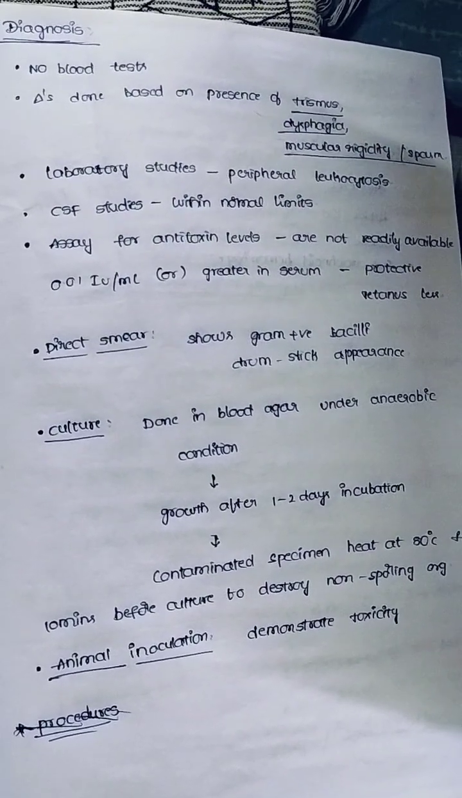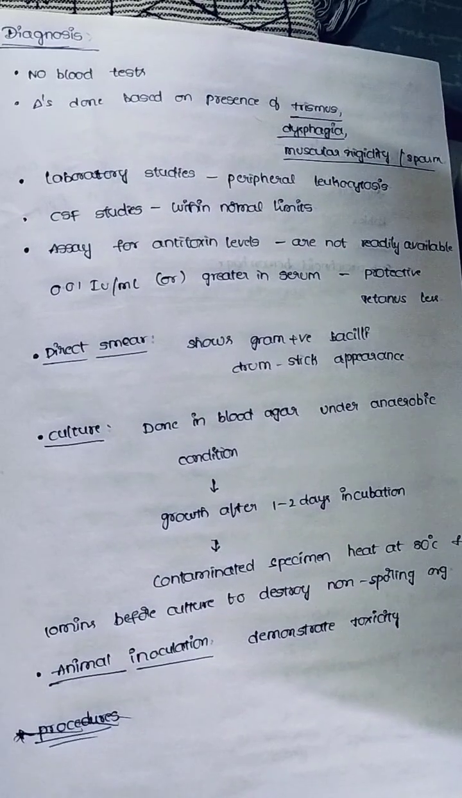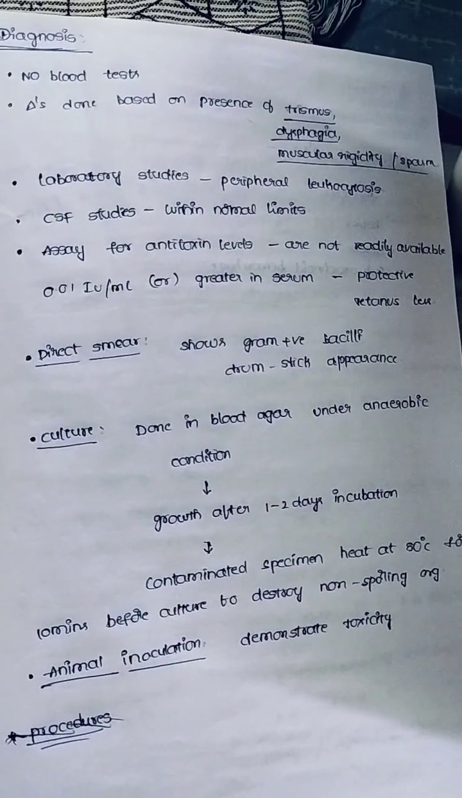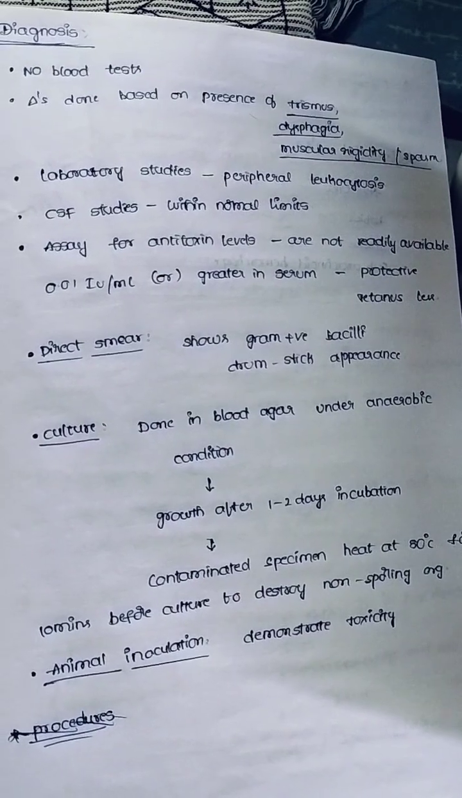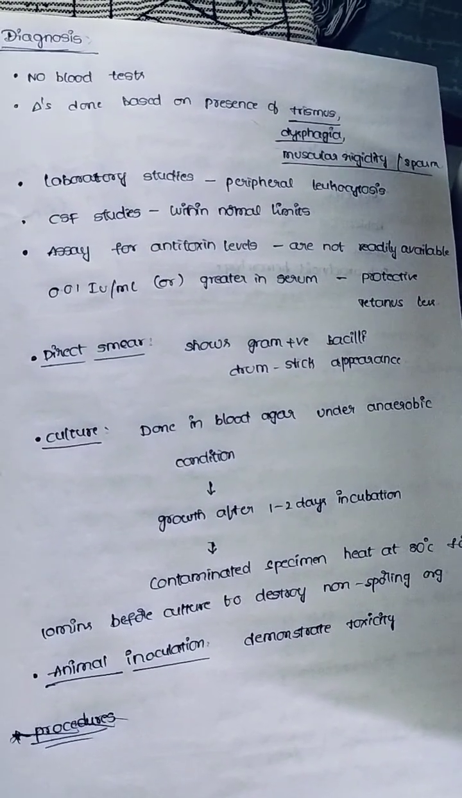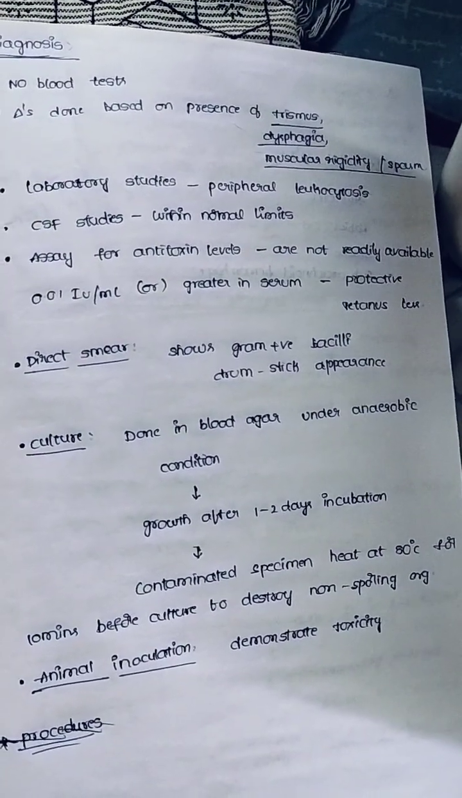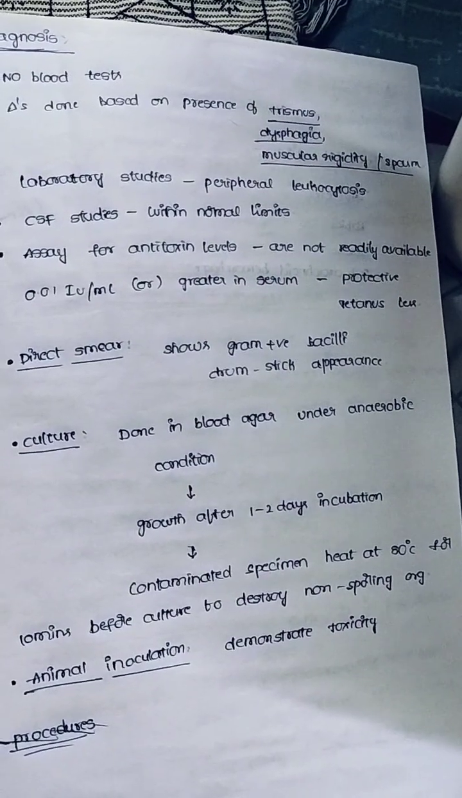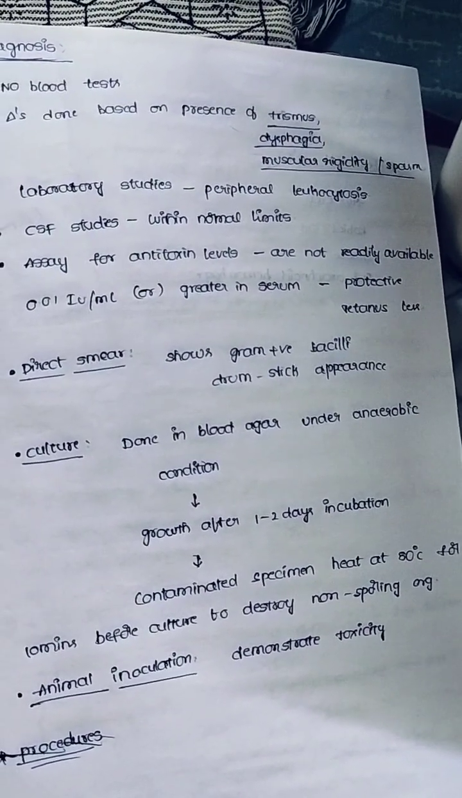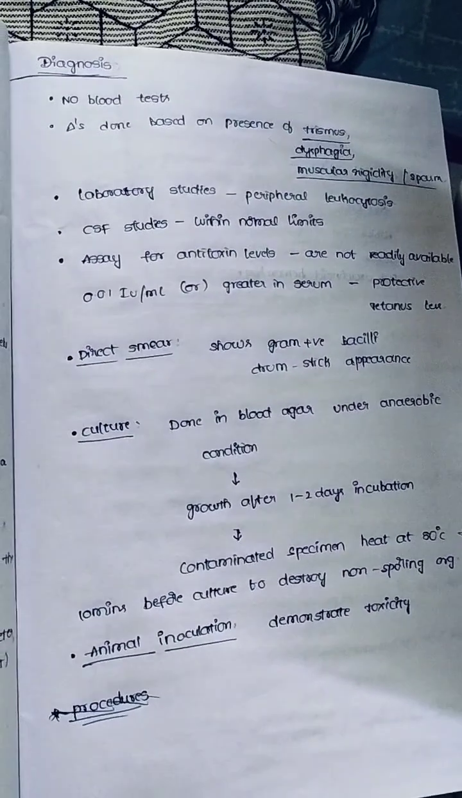Another one is the direct smear. It shows gram positive bacilli with a drumstick appearance. Culture is done on blood agar under anaerobic conditions using Robertson's cooked meat medium, and growth occurs after 1 to 2 days of incubation. Animal inoculation demonstrates the toxicity; the test is usually done in rabbits, and the rabbit dies after 2 days.